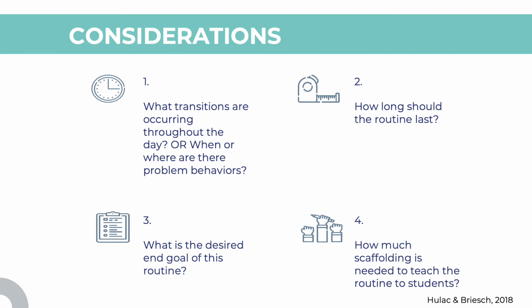3. What is the desired end goal of this routine? The first part of deciding what routine you want to do is figuring out what specifically you want the end goal to be. For instance, with regard to transitions, if the end goal is that the students walk to their next class in an orderly line, then that will determine what the routine will look like. For instance, it may look like the students lining up against the wall and then proceeding to walk to the next class. That procedure will then help you reach the end goal of a neat, tidy line.